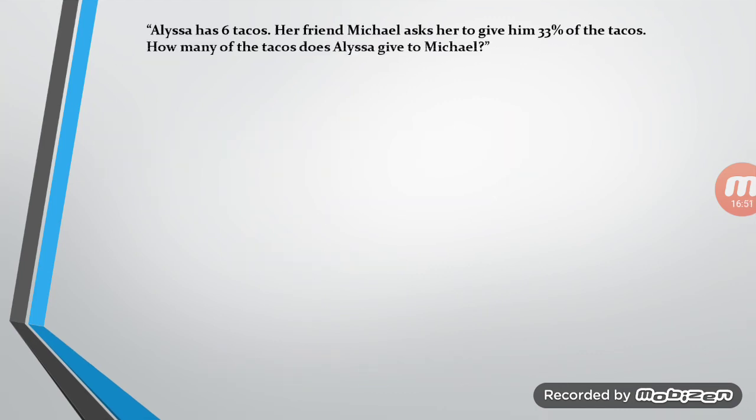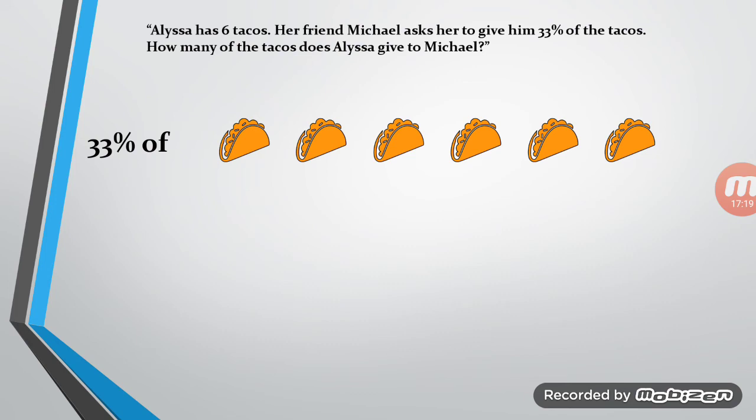Moving on to our second part of this question. Alyssa has 6 tacos. Her friend Michael asks her to give him 33% of the tacos. How many of the tacos does Alyssa give to Michael? Now we're given Alyssa once again has 6 tacos, but this time Michael asks her for a percentage of the tacos rather than a specific amount. So this time we're going to frame the question as 33% of the 6 tacos equals what?